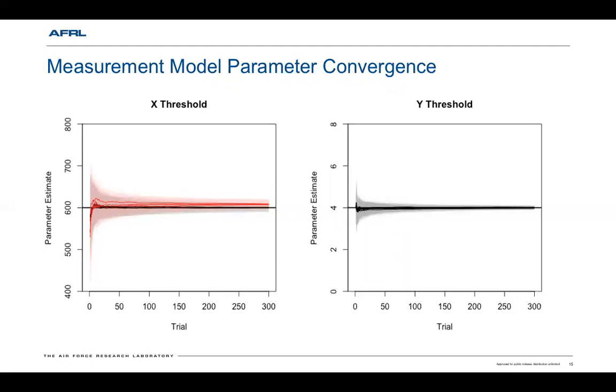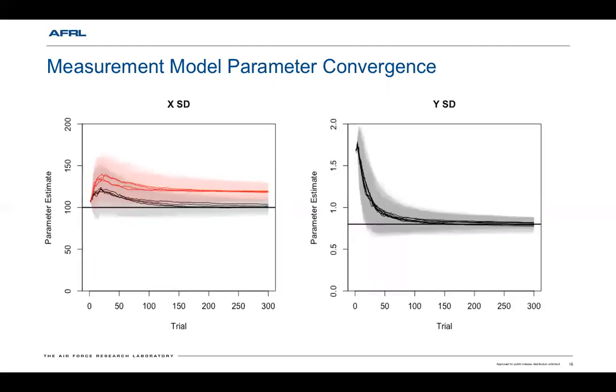Note that the procedure quickly converges within 50 to 100 trials for all subject models. However, the subject models built with a mean shift on the x dimension, here shown in red, all exhibit a bias for slightly higher thresholds. This is to be expected because the measurement model assumes perceptual separability.